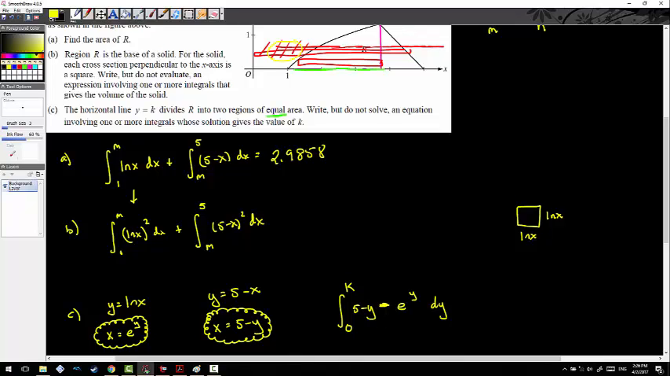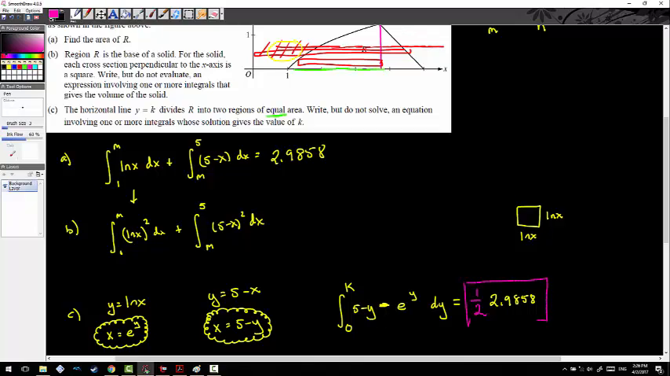Now, here's the thing, if I was to solve for k, I know that what this area gives me, because we've solved this before in part A, is 2.9858. But because the area from 0 to k is only 1/2 of that, because the area from 0 to k divides into two regions of equal area, this thing needs a 1/2 on the outside.